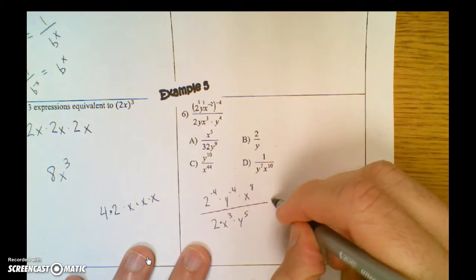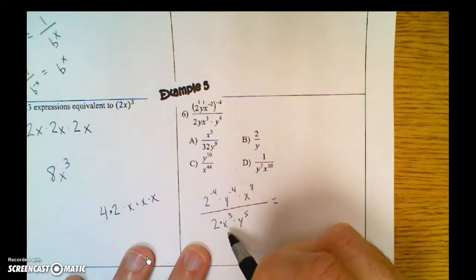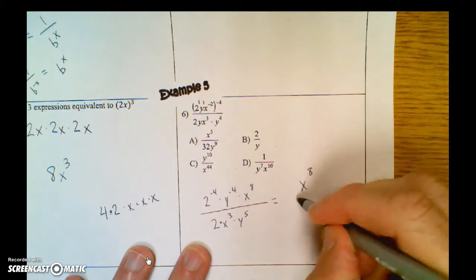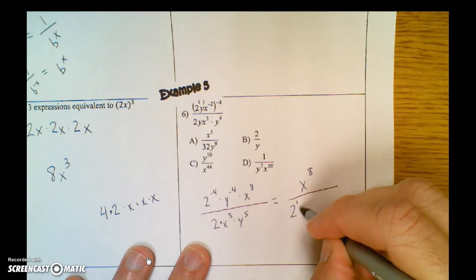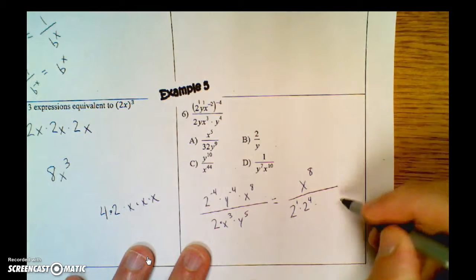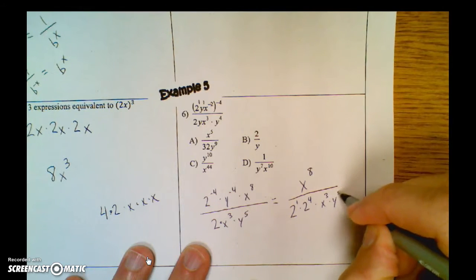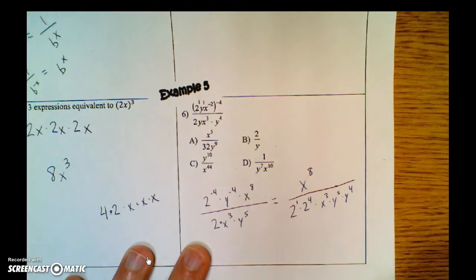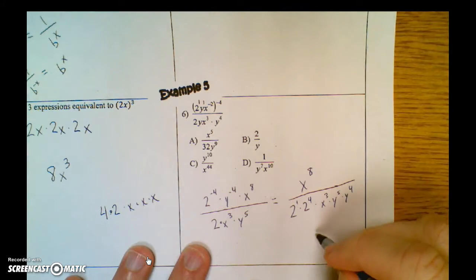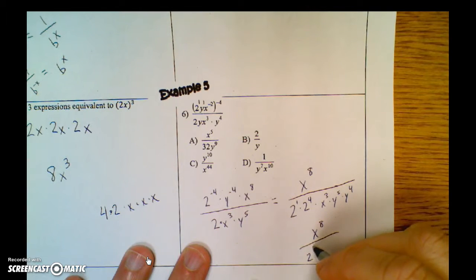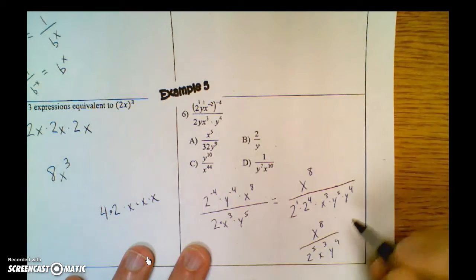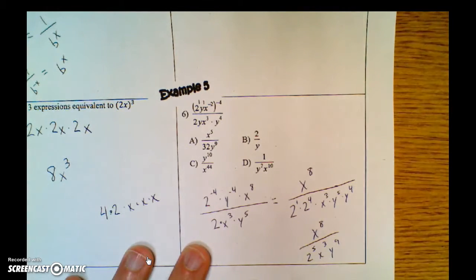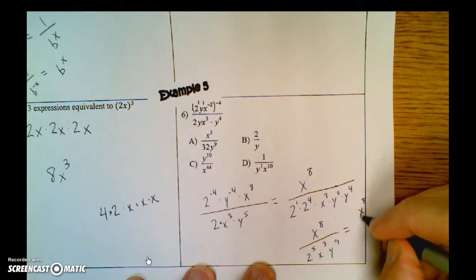Let me take care of those negatives. I'm going to move the 2 and the y to the denominator. So it's 2 to the first times 2 to the 4th times x to the 3rd times y to the 5th times y to the 4th. Using my exponent properties, I can do this as 2 to the 5th, x to the 3rd, and y to the 9th. You just add the exponents together for the like bases. And 2 to the 5th winds up being 32. So I have x to the 8th over 32, x to the 3rd, y to the 9th.